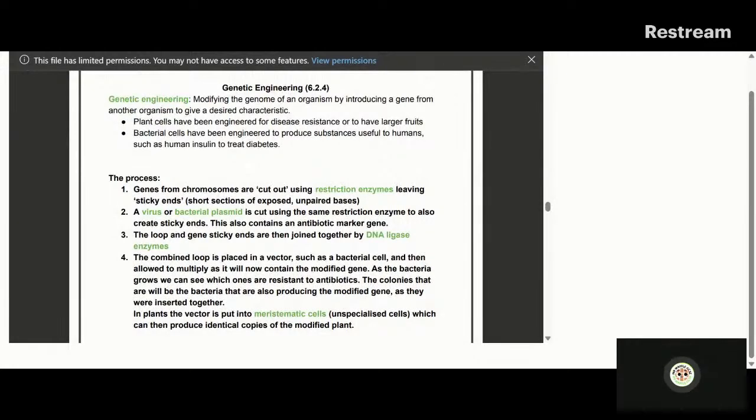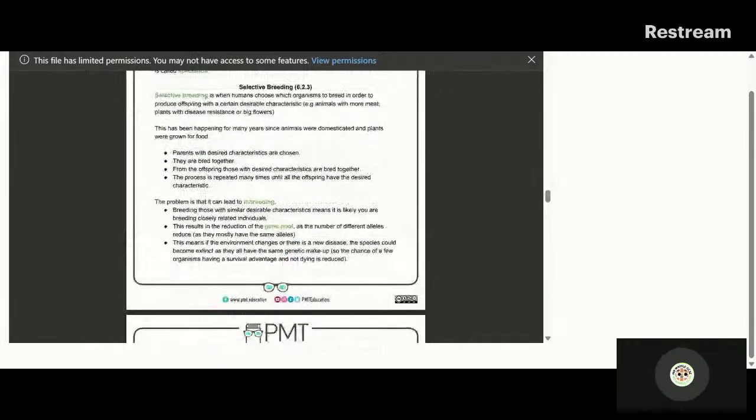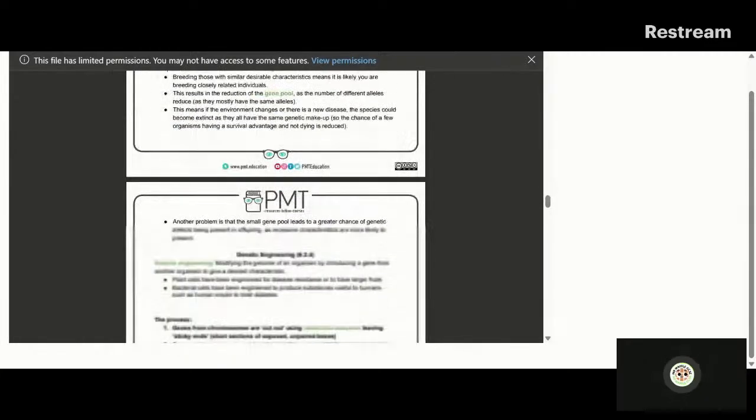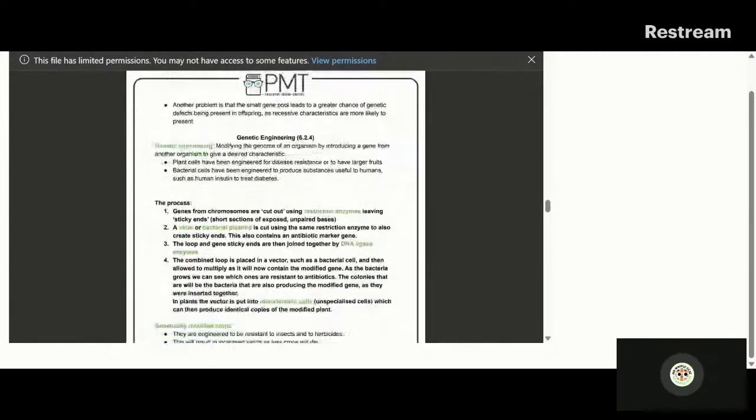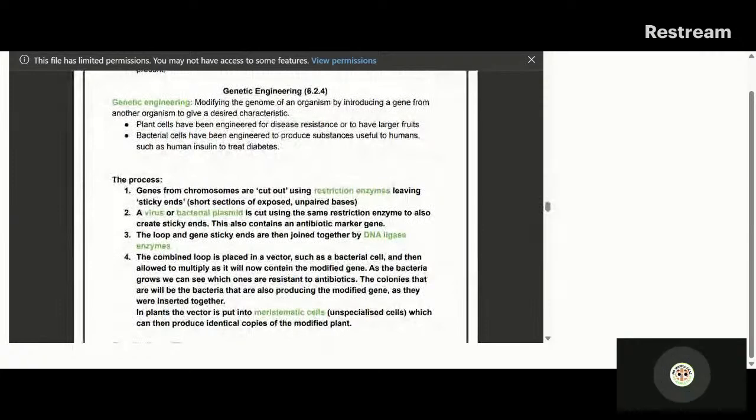So, selective breeding is a natural way in which you're just choosing the mother and father who have the desired characteristics, whereas genetic engineering is more unnatural. It's a more laboratory way of doing it, in which you're ensuring that that organism now has particular desired genes by physically injecting them in.